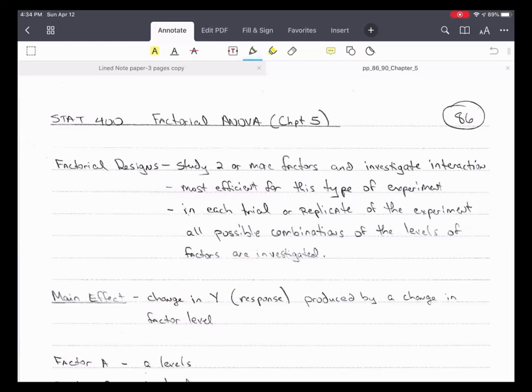So what are factorial designs? Well, it's where we study two or more factors, and we also investigate the interaction between factors. Factorial designs are the most efficient for this type of experiment. In each trial or replicate of the experiment, we test all possible combinations of the levels of the factors. So let's define a main effect. Since we have more than one factor now, we define the main effect as the change in the response produced by a change in the factor level.